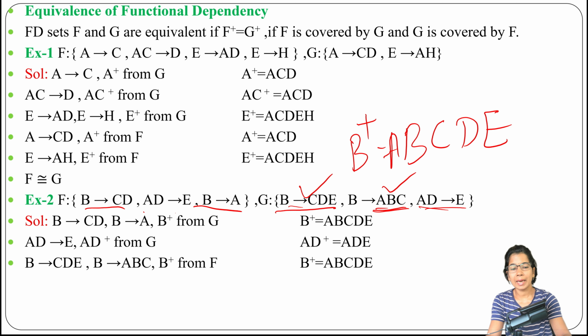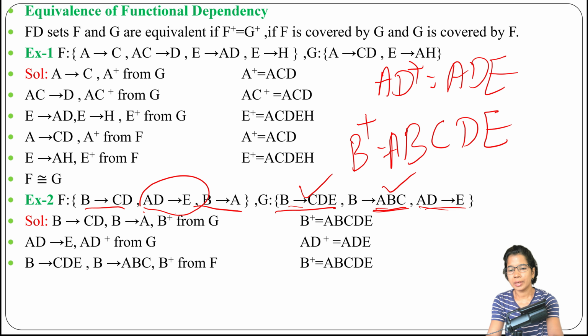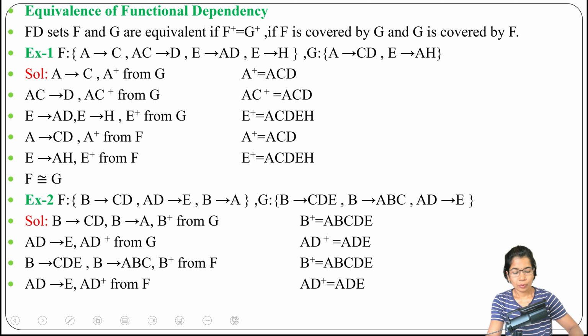Next we'll check AD implies E. So AD positive closure from F will be A, D, E. E is at right side, hence it holds. We can find F from G and G from F, hence both the functional dependencies are equivalent. This is one application of functional dependency closure. We can check whether two functional dependencies are equivalent or not by checking the functional dependency closure.